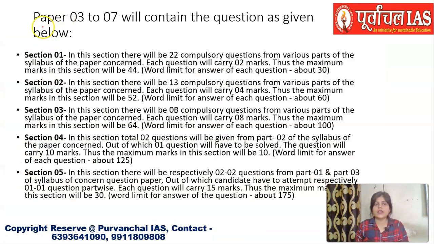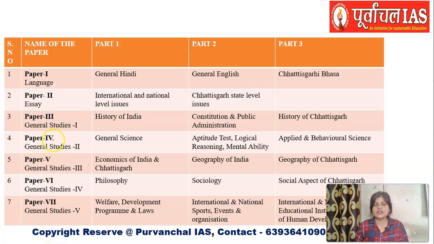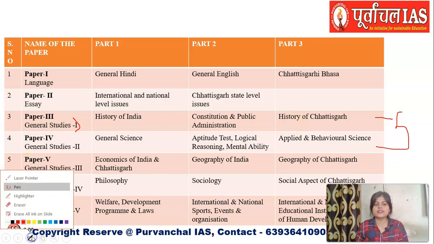See here, when we talk from paper 3 to paper 7, that means general study 1 to general study 5, this is how the segregation is done in the CGPSC examination. That means in each paper you have 5 sections, right? Suppose for example the paper is this one, paper 3 GS1. We know that there are 3 parts: history of India, constitution, history of Chhattisgarh. So suppose if this paper is conducted, there will be how many parts? There will be 5 parts. Please ignore how this 5 is looking. But okay, there will be 5 parts, and how are they supposed to appear in the examination?